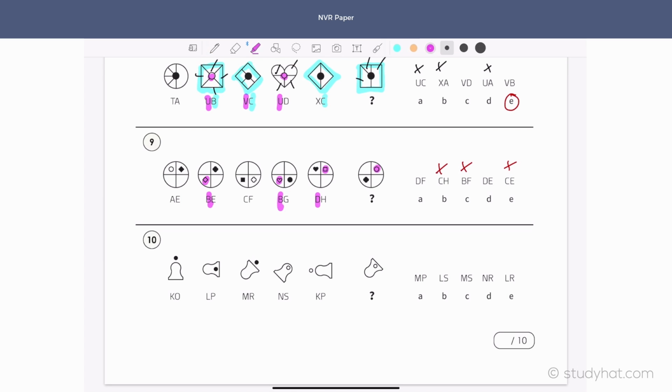Now, the second letter that is the same. We have got an E and an E. And they've both got a black shape in the same place. So we want a black shape here. So we want an F. So our final answer will be D, F.